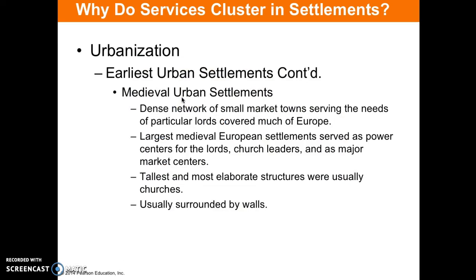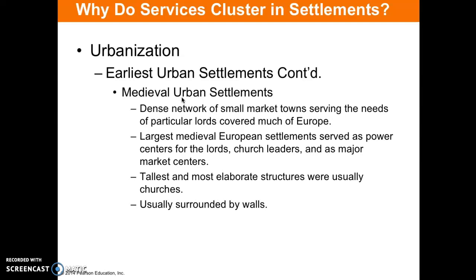Then in the Middle Ages, or medieval times, we had the medieval urban settlements. These were networks of small market towns that would serve the needs of particular lords. Think about what you maybe remember about feudal Europe. Each lord had his own little center. The largest medieval European settlements would have served as power centers for lords, church leaders, and major market centers.